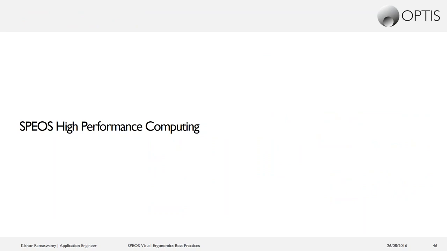The last topic that I will mention in my part of the presentation is SPEOS High Performance Computing. This is a new module or a new feature that we've implemented within the last few months. So switching to a model that allows for a very high number of servers to be used for computation. As you might have noticed from some of these larger renders, the simulation time can be quite long. And so it can be necessary to perform the simulation on a larger number of servers as opposed to a single machine.